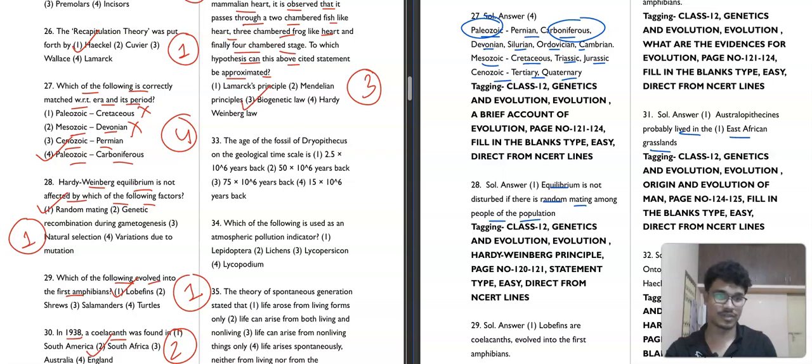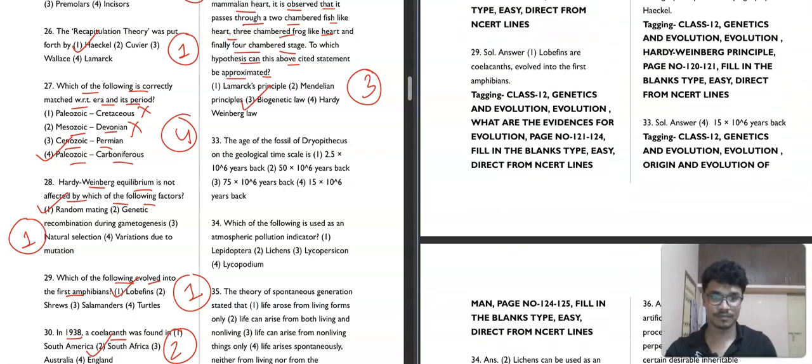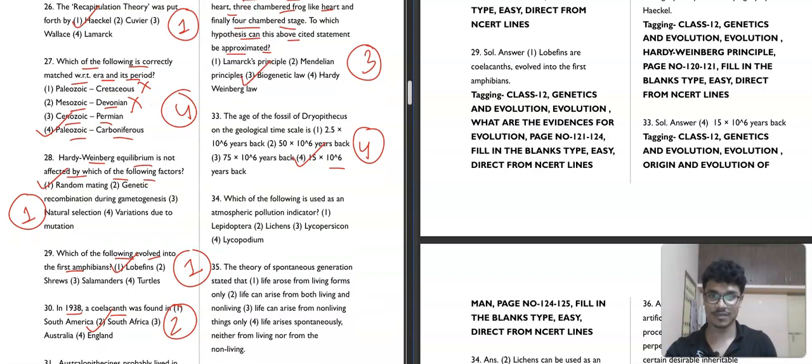Then question number 33. It is saying that the age of fossil of Dryopithecus on the geological time scale is 2.5 into 10 to the power 6 years back, then 50 into 10 to the power 6, and so on. 10 to the power 6 means millions. You can just read it like 2.5 million years back, 50 million years back, 75 million years back, 15 million years back. They are basically 15 million years back. Fourth option will be your correct answer. This 10 to the power 6 is given just to confuse you, but you guys are smart, okay? So you can just mark it.